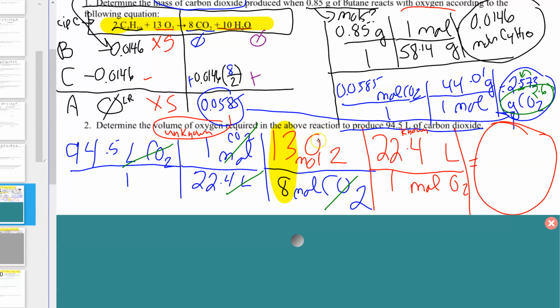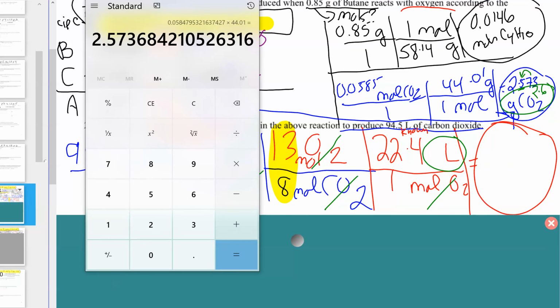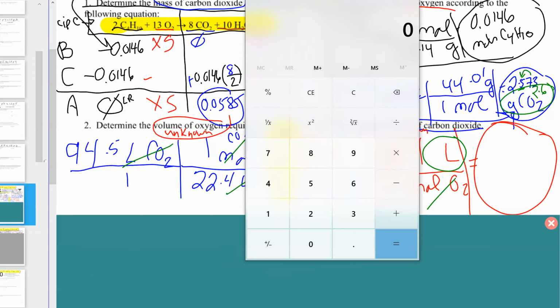Okay, they want to know volume of oxygen. Well, once I've gotten moles of oxygen, it's super simple to go to the volume. I have to multiply by 22.4. So if you check all the units before we start, we're going to be left with liters of oxygen. Now all we need to do is pull up our calculator. Let's clear out our memory.